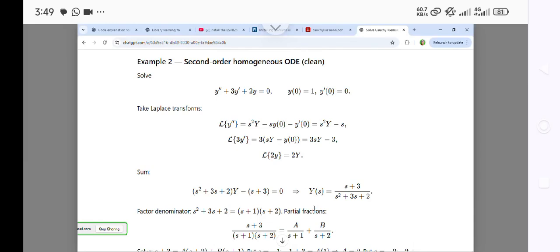In this question, we are looking at solving a second order homogeneous ODE using Laplace transform. We're given y'' + 3y' + 2y = 0, with conditions y(0) = 1 and y'(0) = 0. Now, as we did in the other question, we need to take the Laplace transform of all these terms.